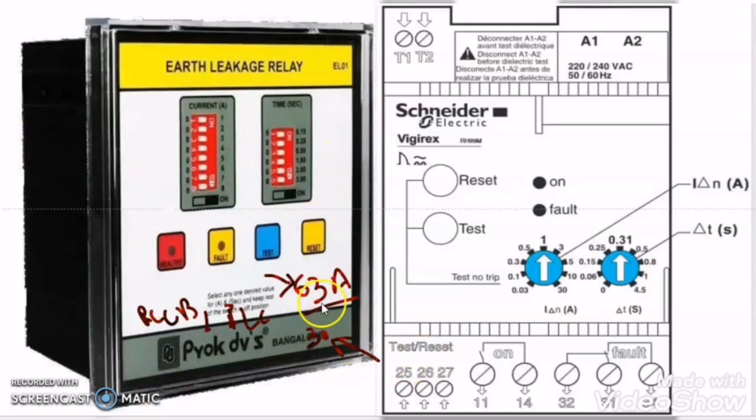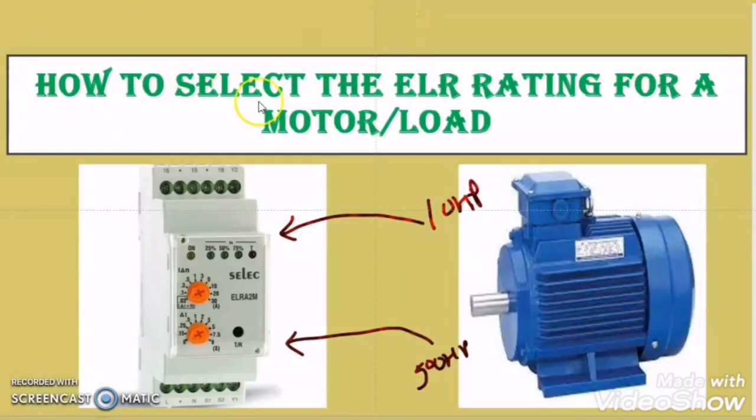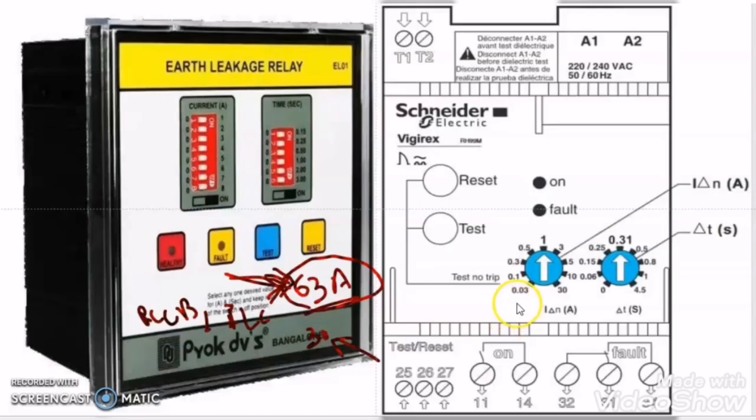But in the ELR you don't find this rating, the load rating. This is a very important thing to observe. In the ELR, you will not find anywhere the rating of load for which this ELR can be used. This is very important to understand how to select the ELR for a load or for a motor. Because as I told you in the beginning, there is no direct formula to calculate the ELR rating for the motor. Unlike the RCCB and ELCB, the ELR only has the sensitivity rating and does not have any contact rating, or you can say the load rating.